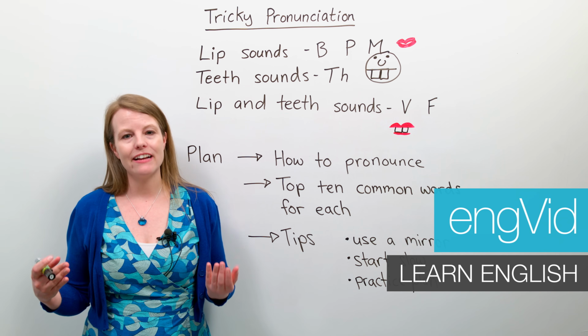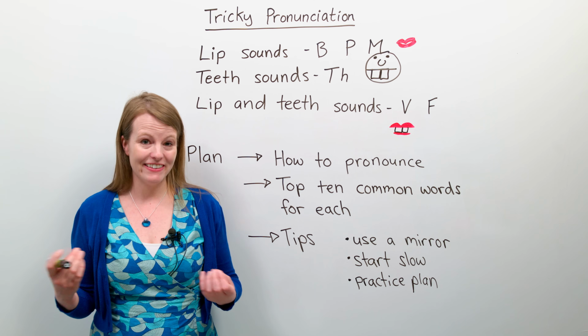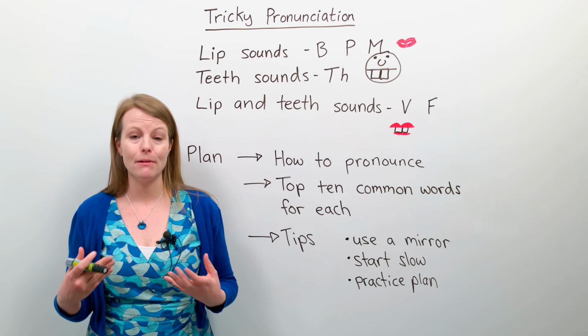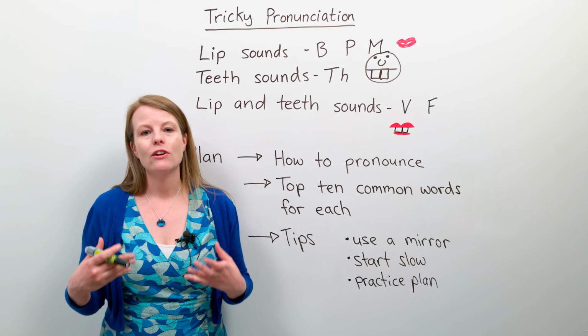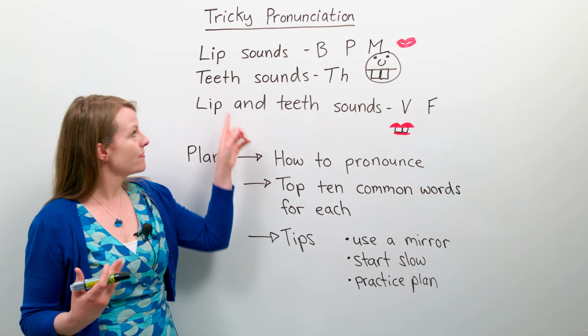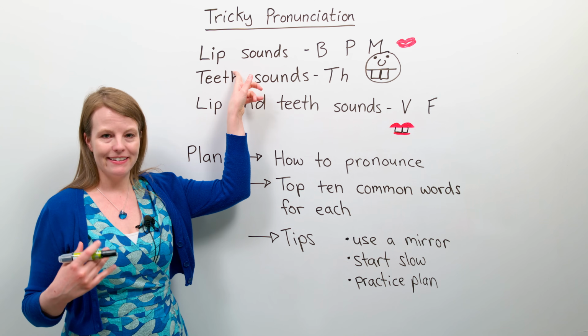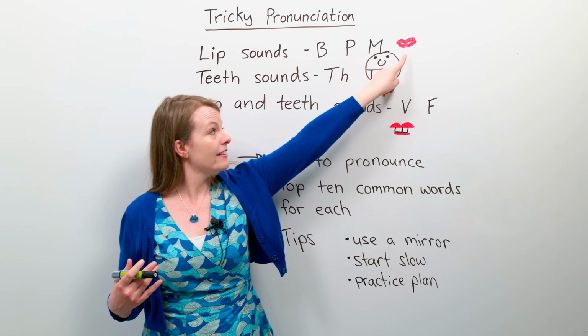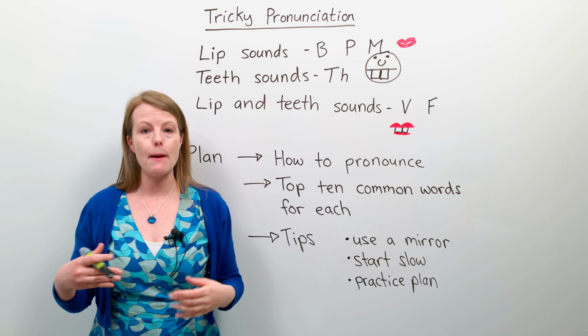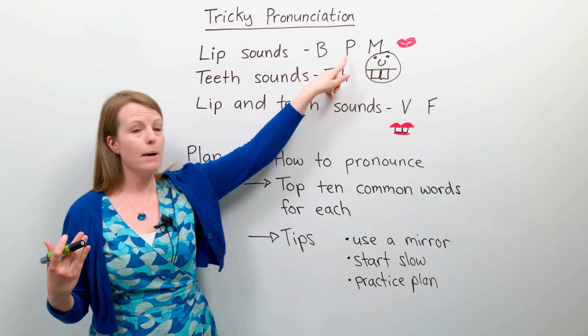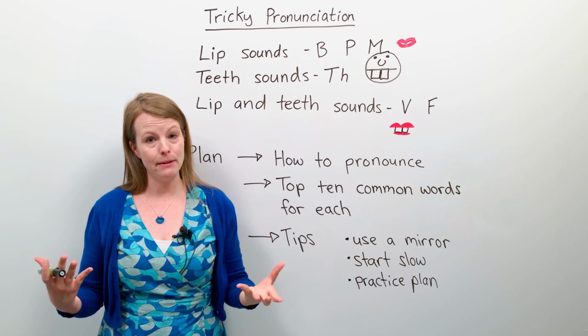We will look at some difficult sounds in English that many people have problems with. We're going to look at how to pronounce the lip sounds of English. So these are lips. You pronounce b, p, and m with your lips.